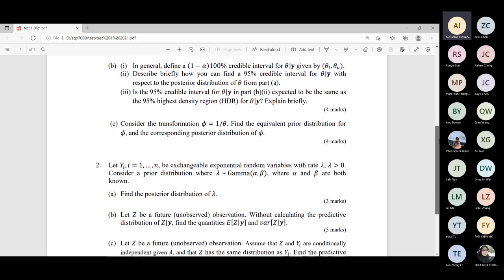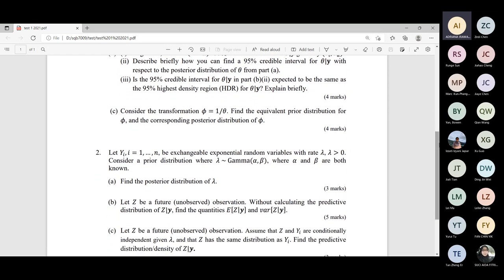And for C, this is similar to the earlier tutorial, but slightly different. It's even for gamma, so basically what you have to find is the inverse gamma. I think this problem also tests your transformation skill, finding the delta thing.